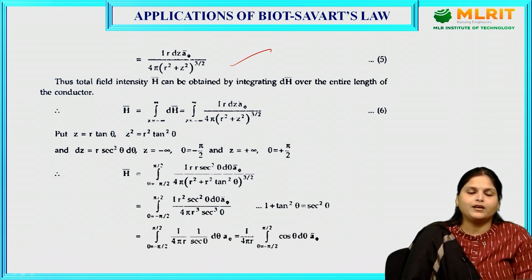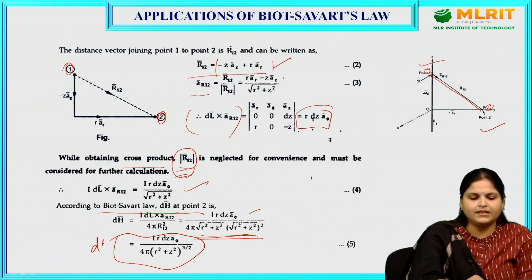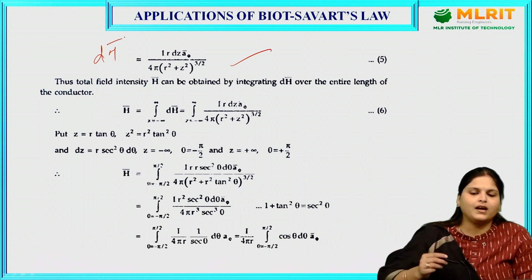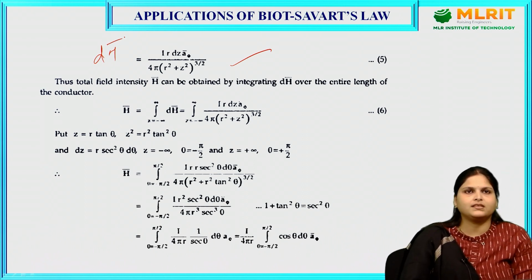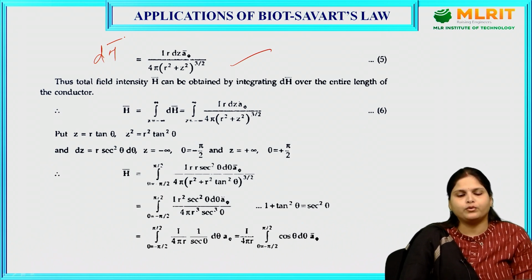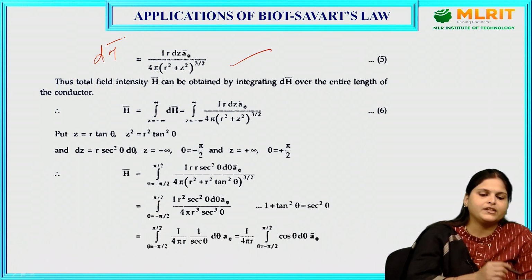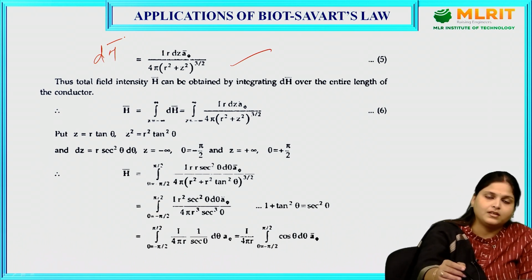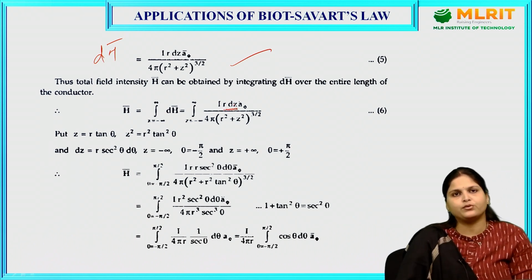Now, we want to find out total field. The previous formula which we have seen is basically dH, the differential form, but we need to find out total magnetic field intensity. So, we will integrate this equation number 5 at both the sides, left hand side, right hand side. So, this becomes integration of dH, and now we need to put the limit, because the integration is with respect to dz.